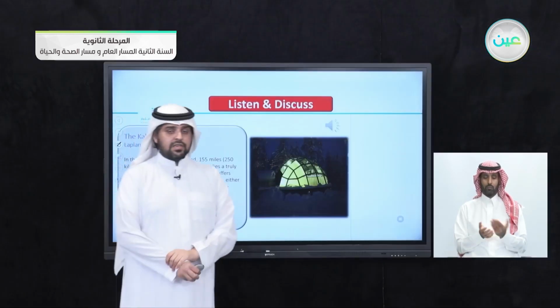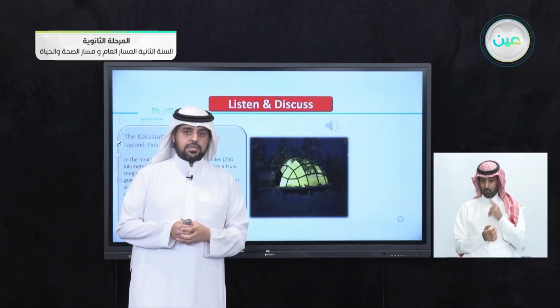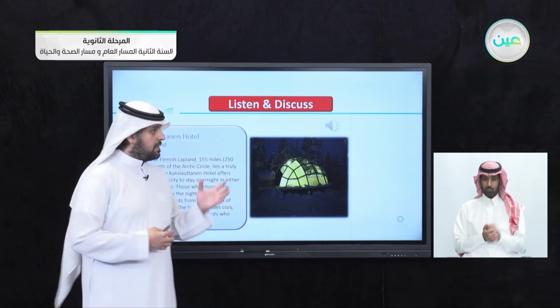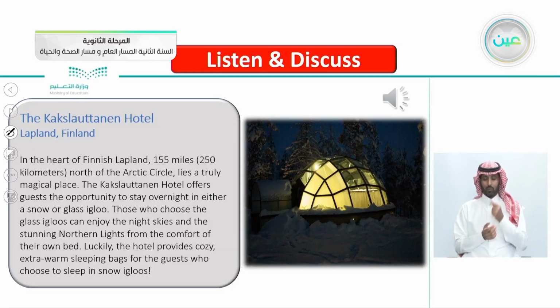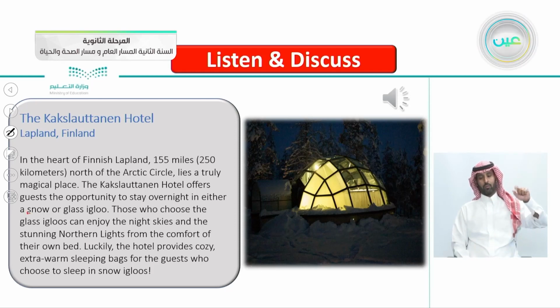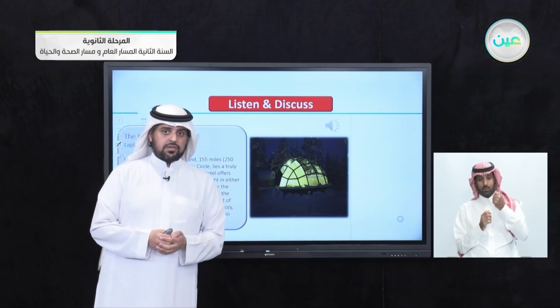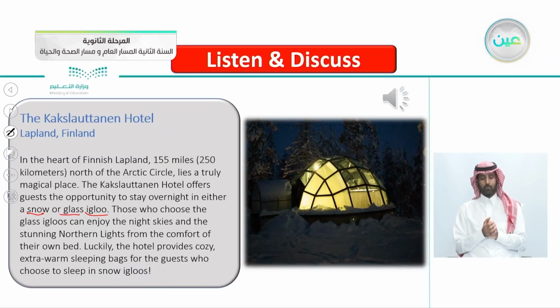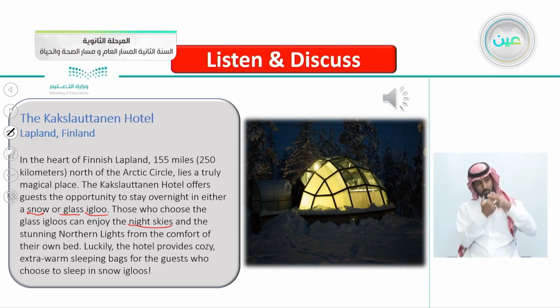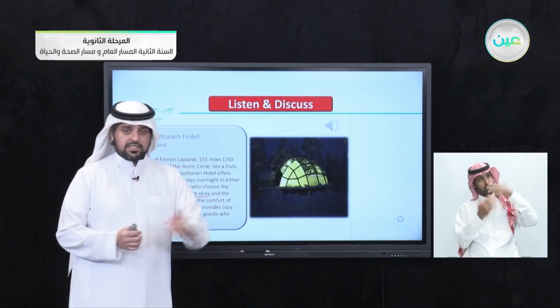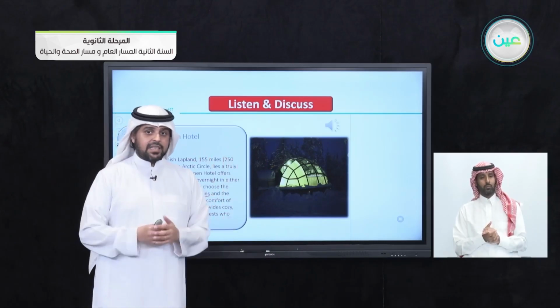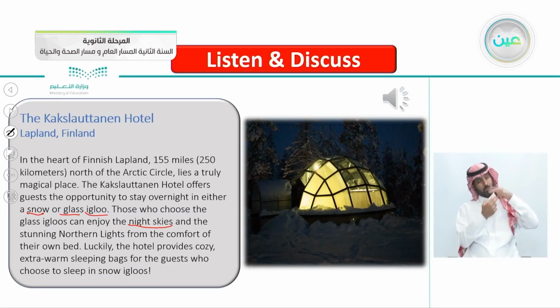So this one is really unique. This is the one that interests me, the Kakslauttanen Hotel in Finland. The hotel offers guests the opportunity to stay overnight in either a snow or glass igloo. So you'll be sleeping in an igloo made of snow or glass according to your preference. Those who choose the glass igloos can enjoy the night skies. When you're in bed, because the glass is transparent, you can see the skies and the stars in the sky at night.